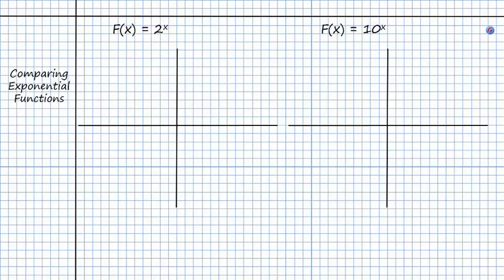All right, so I want to compare two different exponential functions. So I have the function 2 to the x and 10 to the x. So I'm just going to go ahead and make a little chart down here. I have my x and I have my f of x, and we're just going to use the numbers -1, 0, 1, and 2, and then same thing over here. So we're going to go ahead and take this and make another version of it over here.